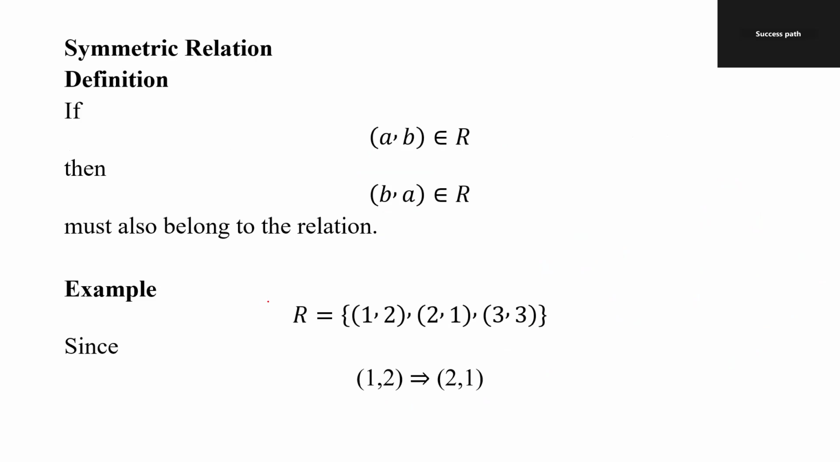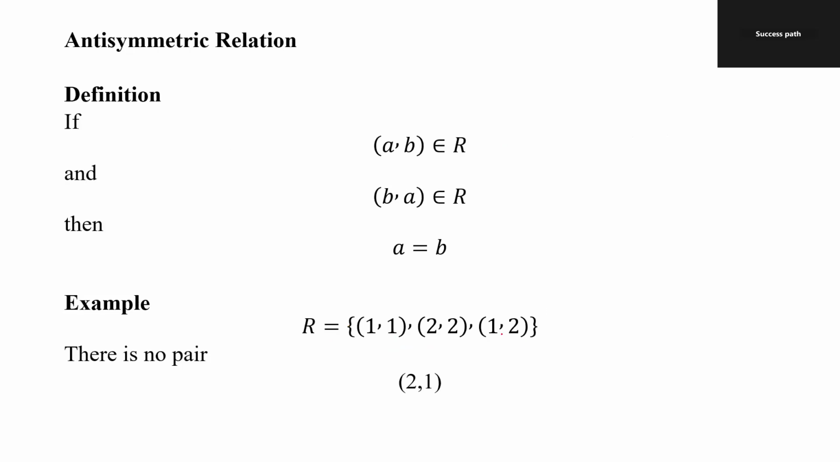Next one, symmetric relation. What is symmetric? Let's directly see the example. If (1, 2) is there, then (2, 1) must be there. The reverse order must be there. This is called symmetric. For (3, 3), the reverse is (3, 3) itself, it's not a problem, it's a self pair. So this is called the symmetric method.